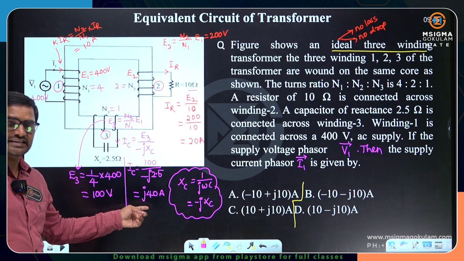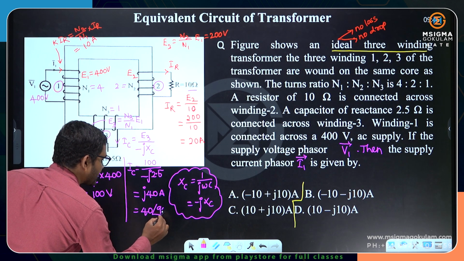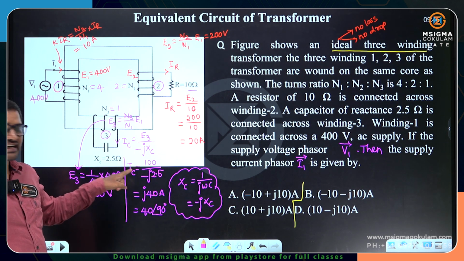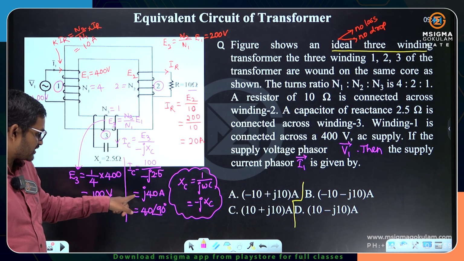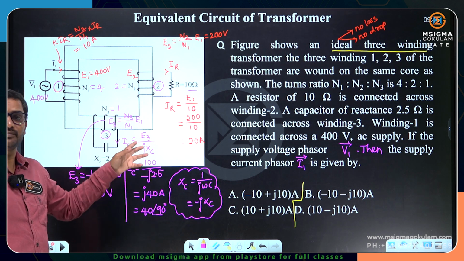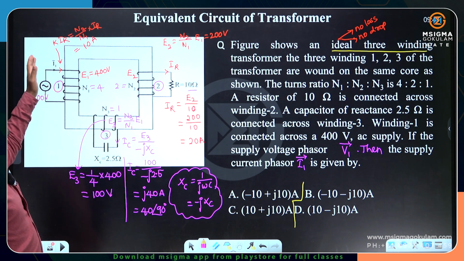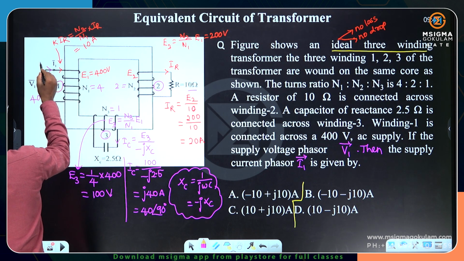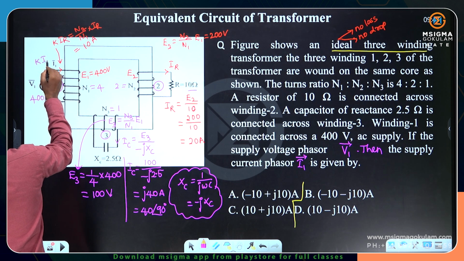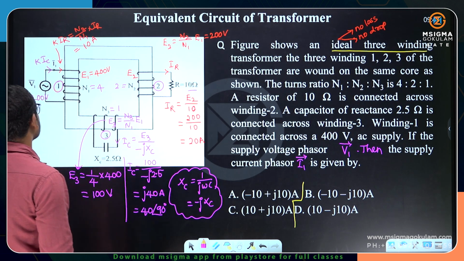What does plus J mean? Plus J means 40 at an angle of plus 90. The capacitive current leads with respect to EMF E3 by 90 degrees. But I don't want this current, I want it on the source side. Now what will be the current on the source side? The current on the source side will be K times IC.